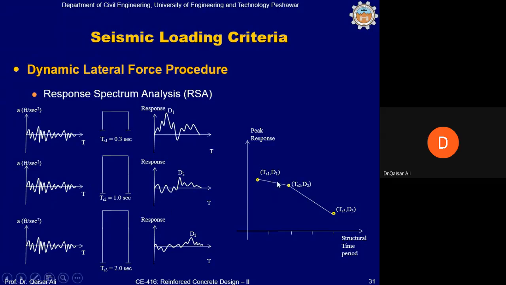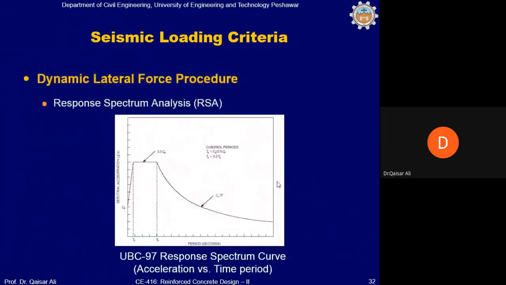This plot is called a response spectrum plot or response spectrum curve. A typical response spectrum curve exists in UBC 97 and in the Building Code of Pakistan, which has three different types of branches. This branch is an ascending branch going from this to this. Then we have a flat portion and then a descending branch. And with these parameters, this response spectrum can be calculated.